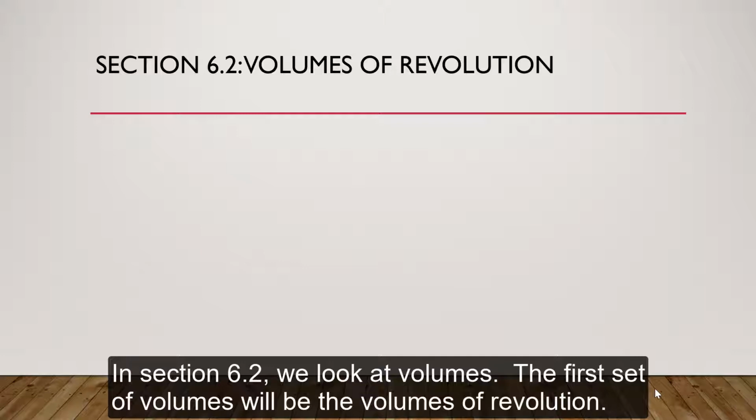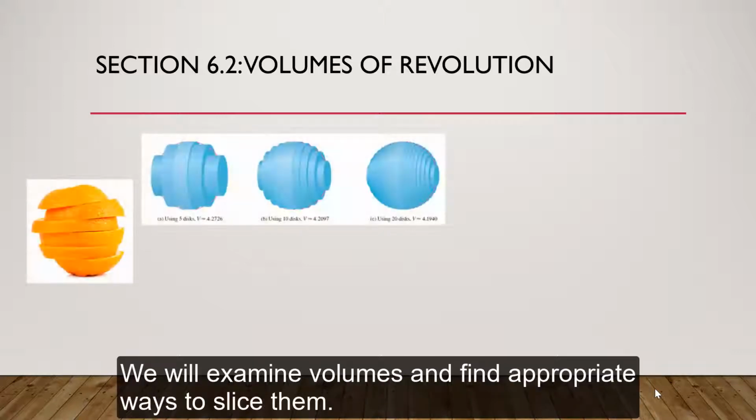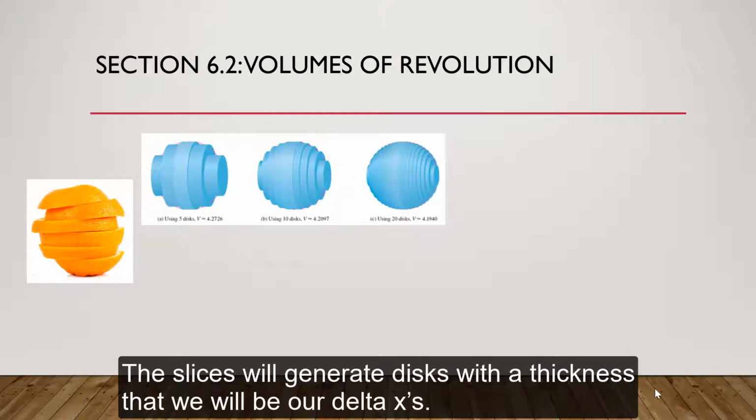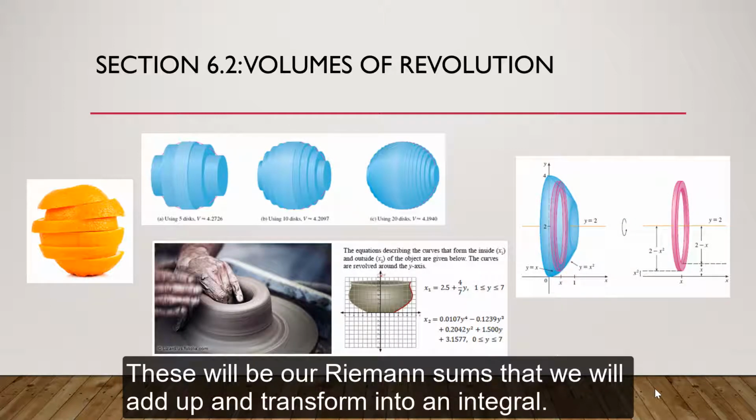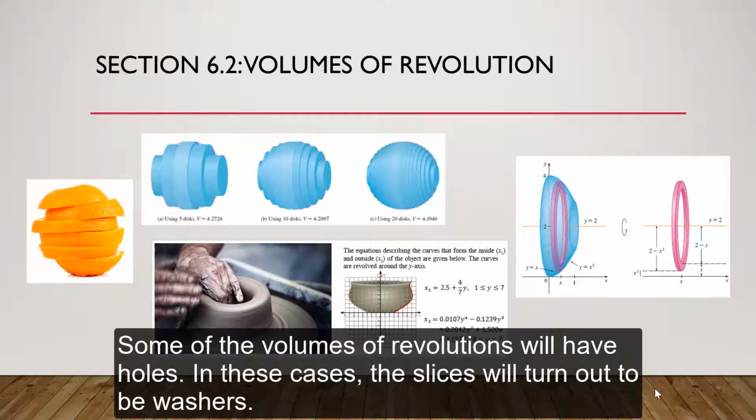In section 6.2, we look at volumes. The first set of volumes will be the volumes of revolution. We will examine volumes and find appropriate ways to slice them. The slices will generate disks with thickness that will be our delta x's. These will be our Riemann sums that we will add up and transform into an integral.